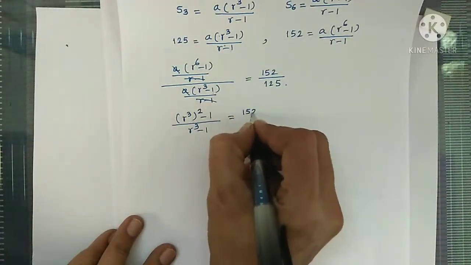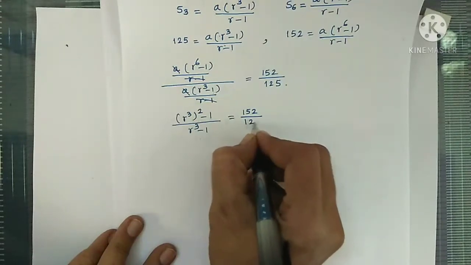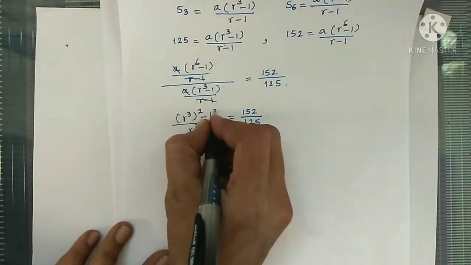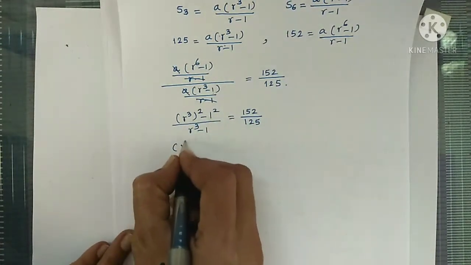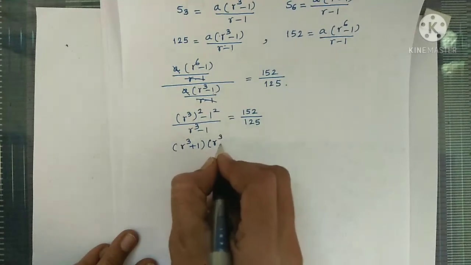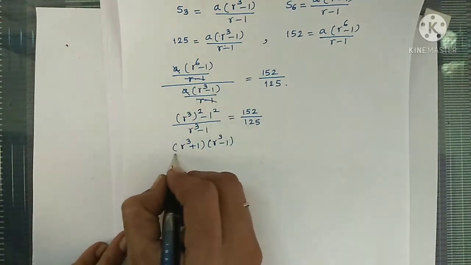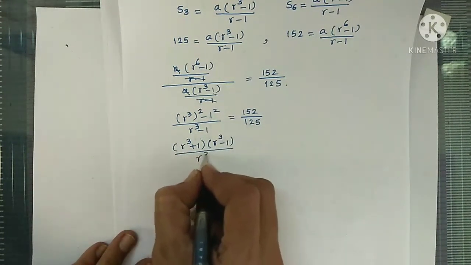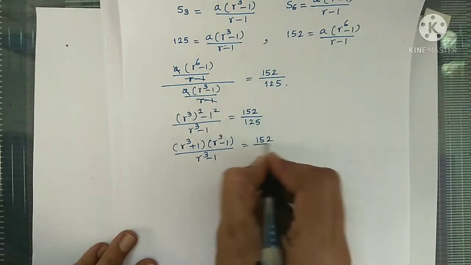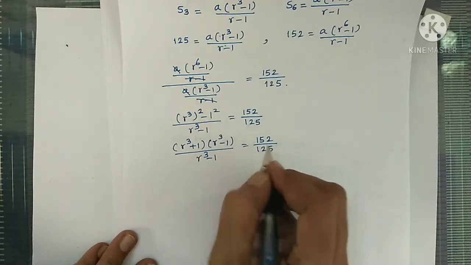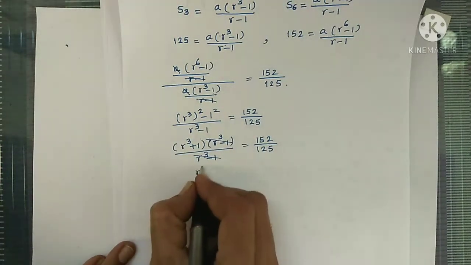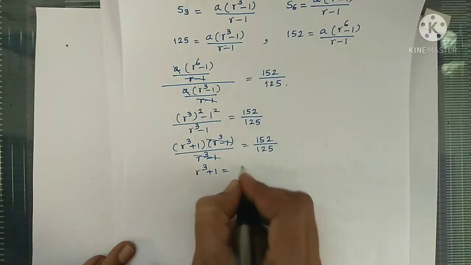Now the numerator is in the form a square minus b square, so the factors are (a plus b)(a minus b). That means (r cube plus 1)(r cube minus 1) divided by (r cube minus 1) equals 152 upon 125. Now r cube minus 1 gets cancelled. So we get r cube plus 1 equals 152 upon 125.